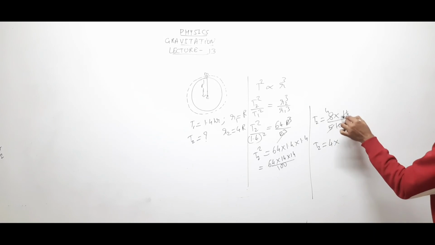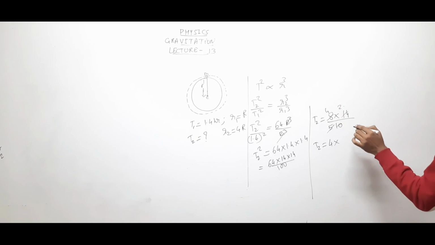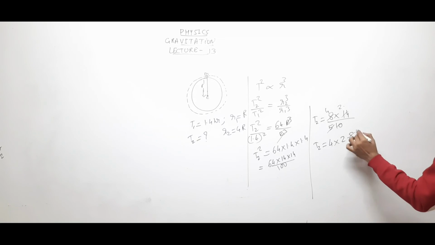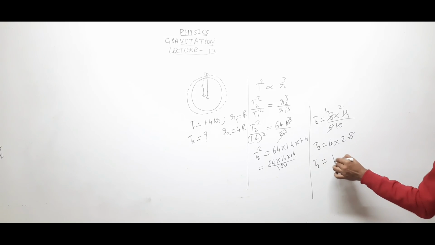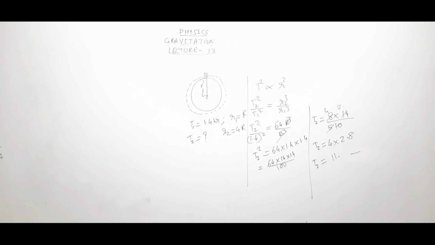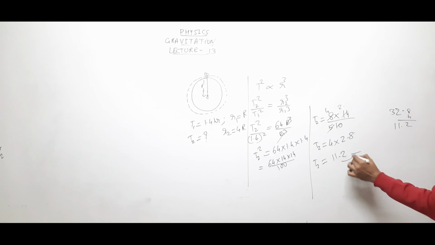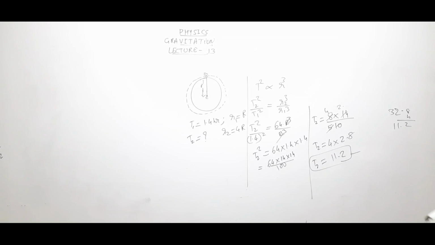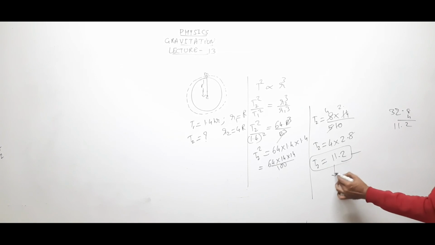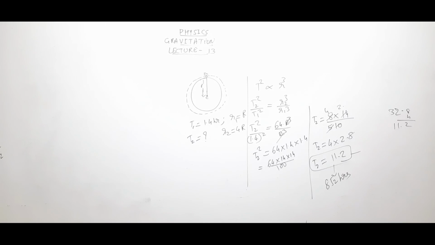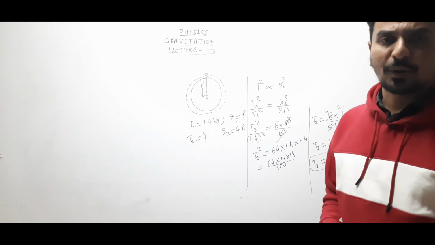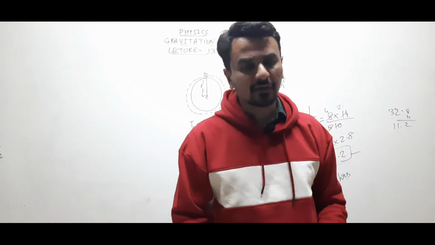So T2 is 8 into 14 upon 10, which is 8 into 1.4, that is 11.2. It will be 11 point something. Clear? So your answer will be approximately 8 root 2 hours. We know that the square of the time period is proportional to the cube of the distance.